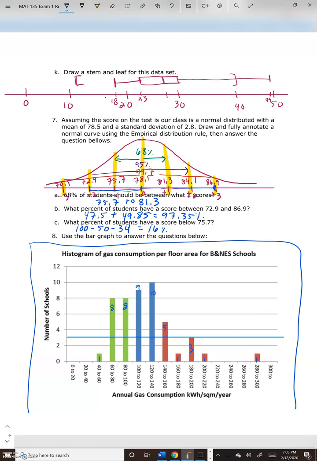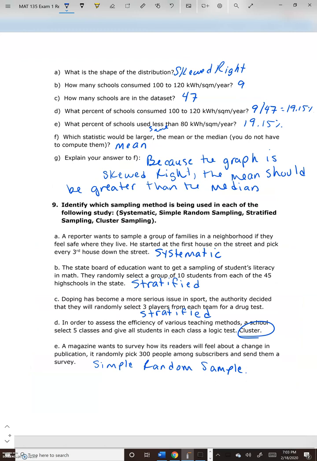And that becomes important because when we do C, which is how many schools are in the data set, we have to add all of those numbers up that are in each column. And that's how I got 47.